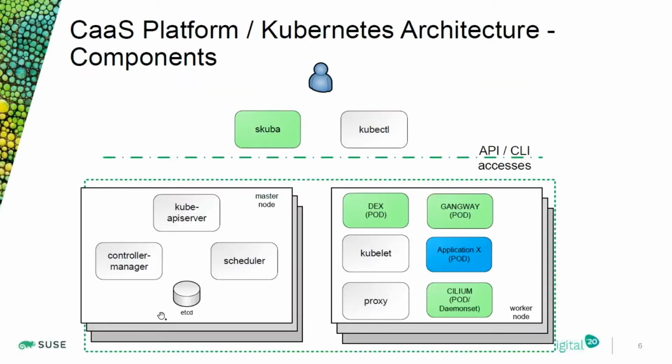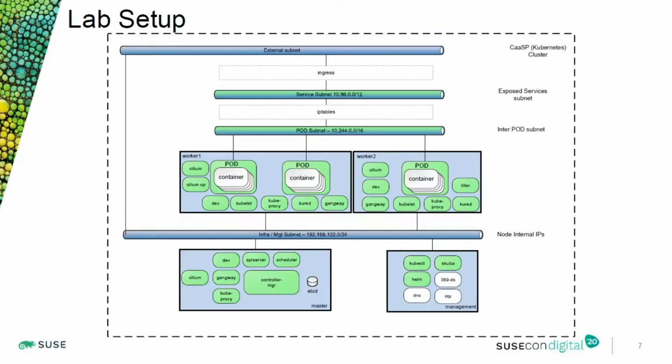In terms of architecture, you will find all the Kubernetes standard components, starting with the API server, controller manager, scheduler, or etcd database. Besides, SUSE CaaS brings the skuba CLI, the inter-pod network connection with CILIUM, and for the authentication, Dex and Gangway. This is just an example of SUSE extension components that are brought in the platform. You see more here, Kured, for example, or Tiller.